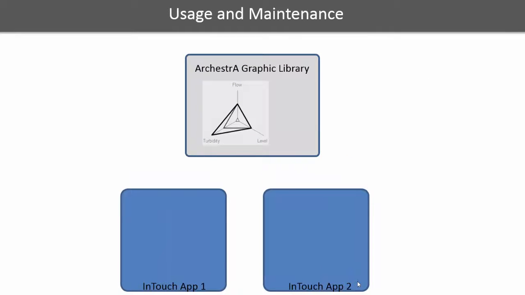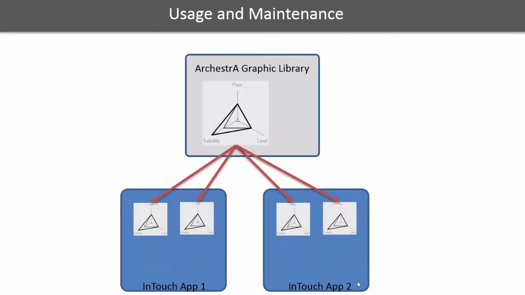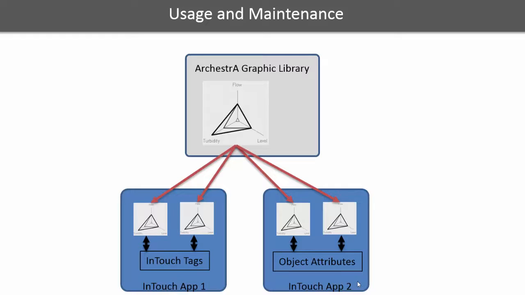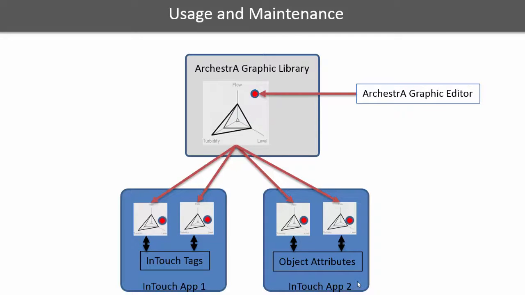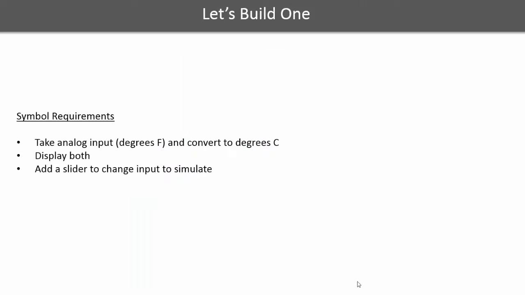Regarding usage and maintenance, graphic symbols are embedded into InTouch HMI windows or other ArchestrA graphics. The symbol attributes can then be tied to data sources through InTouch tags or object attributes. Changes to the base symbol will propagate to the instances in your InTouch applications.